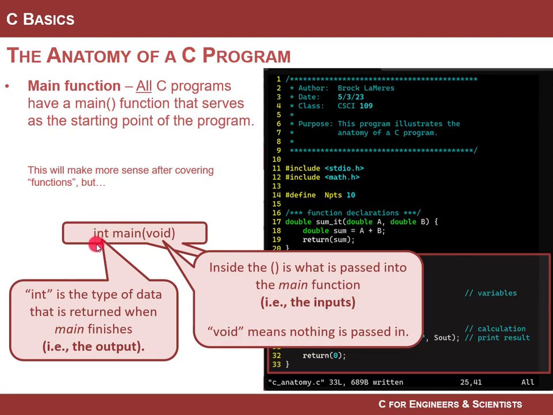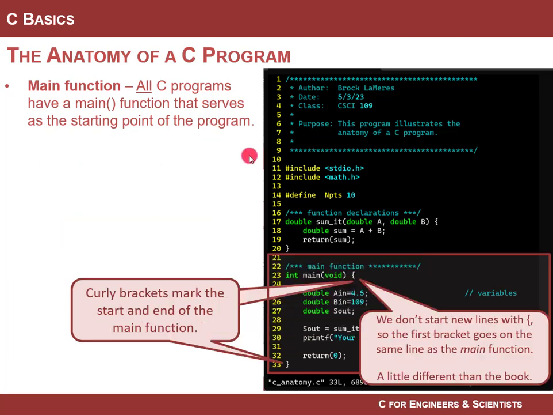And it's int, which stands for integer. It means it's going to give you back an integer. Then you have in the parentheses, what are the inputs? So if you're going to pass anything to main, you'd put it in this little parenthesis area here. Void means nothing. So the main function in C, you don't pass it anything, but you actually do return something, and we'll look at that in a second.